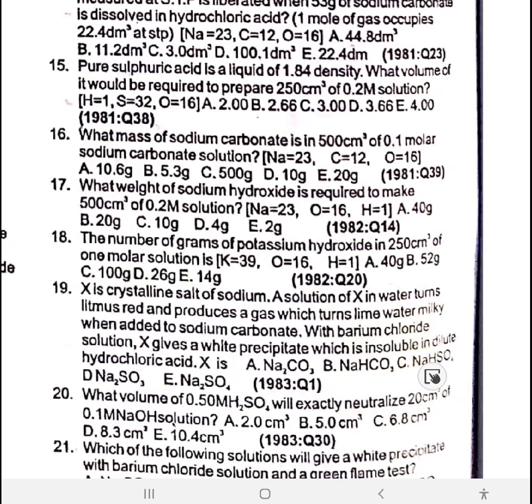So they talk about sodium carbonate now, they call Na2CO3. You get? So when you add this NaHSO4 to Na2CO3, you get another thing which I want to give you now. So write down for me: 2NaHSO4, which is our option C, plus Na2CO3 equals 2Na2SO4 plus H2O plus CO2. The CO2 now they turn lime water milky.